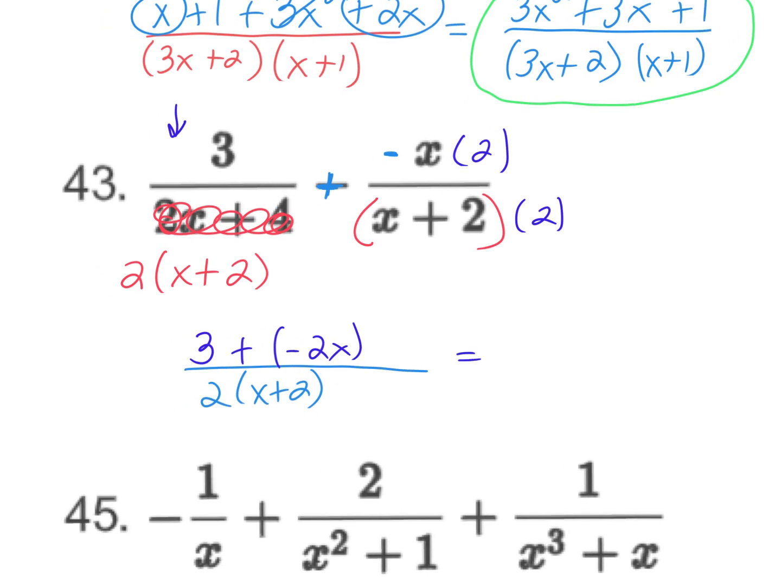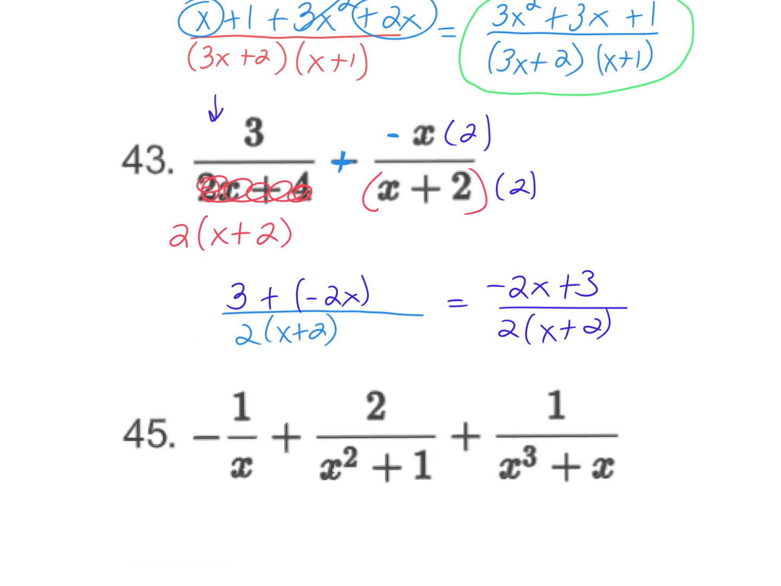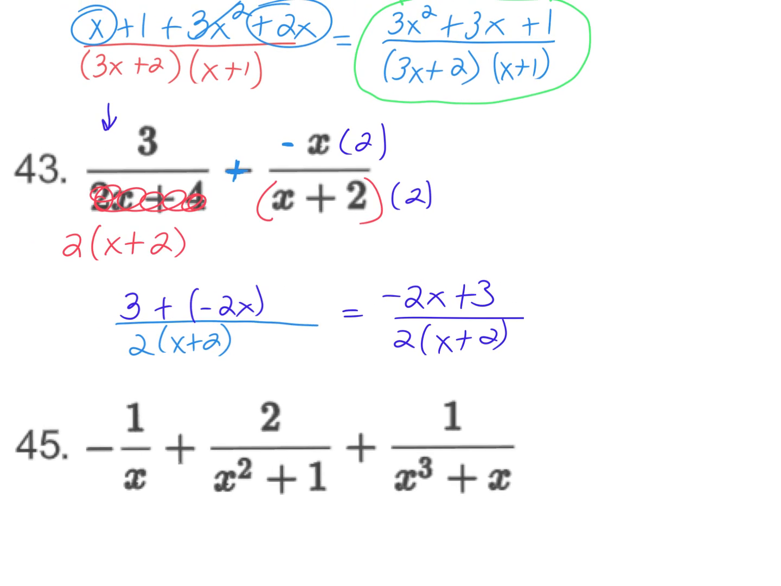Now, how would I like you to rewrite that? I would like you to rewrite that as negative 2x plus 3 over 2 times x plus 2. Other than a negative, there's nothing to take out. If you want to rewrite it so the negative is out, you could rewrite it like this: -1 and then 2x minus 3 over 2 times x plus 2. You are welcome to do that if you want to, but you don't have to.